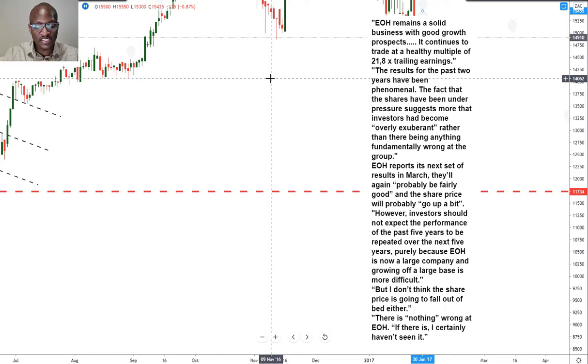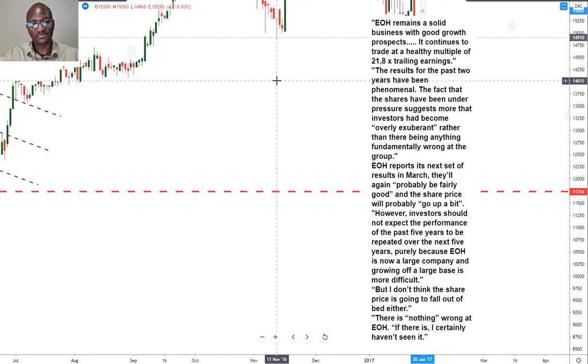EOH reports its next set of results in March. They'll again probably be fairly good, and the share price will probably go up a bit. However, investors should not expect the performance of the past 5 years to be repeated over the next 5 years, purely because EOH is now a large company and growing off a large base is more difficult. But I don't think the share price is going to fall out of bed either. There is nothing wrong at EOH. If there is, I certainly haven't seen it.